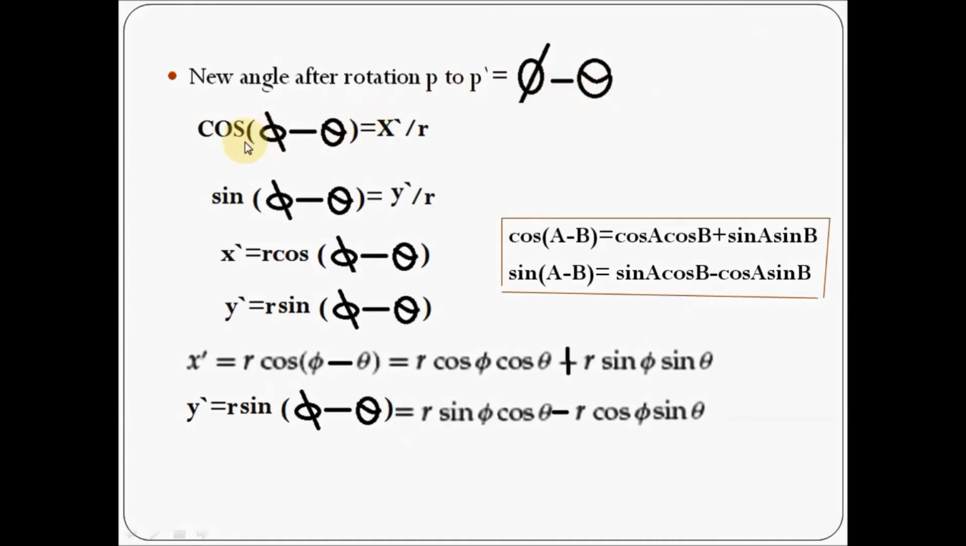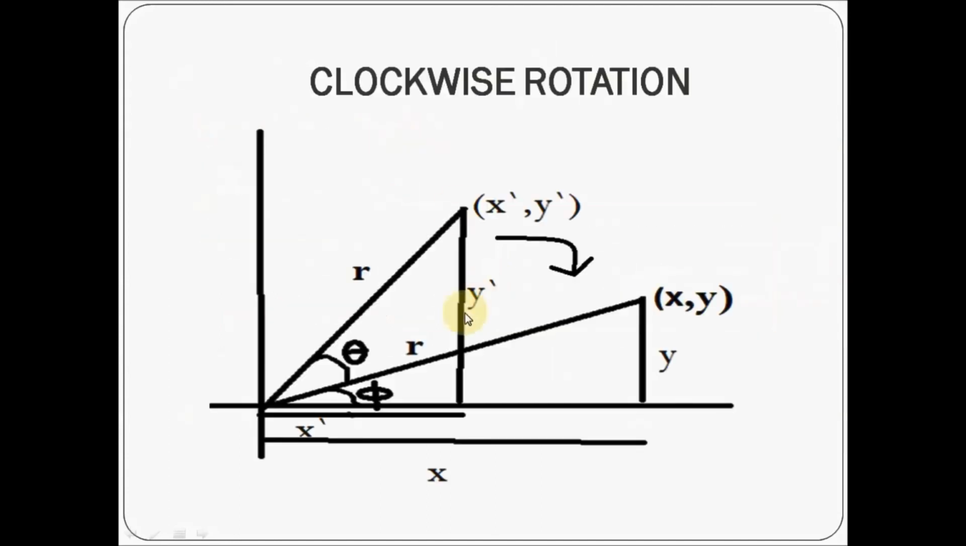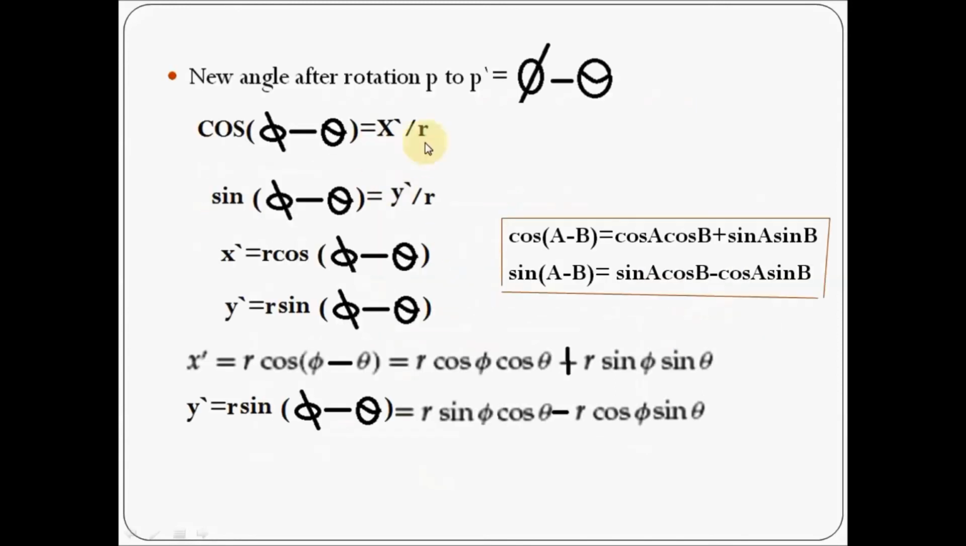So now, what I will do is find the cosine of the angle. Cos of phi minus theta is equal to x dash by r. How do I write this? You know that before the clockwise rotation, the adjacent side is x dash and the hypotenuse is r. So x dash by r. Same thing I am repeating.